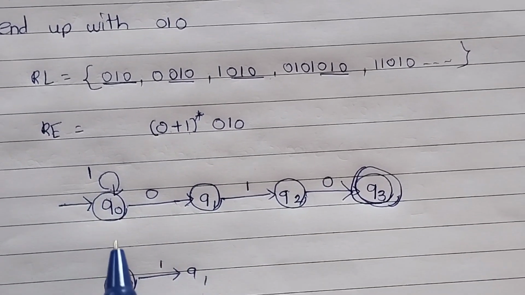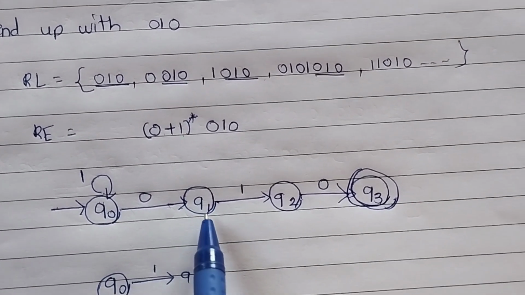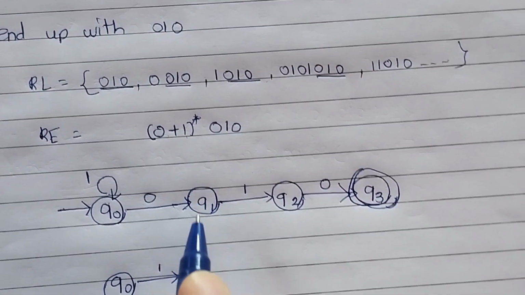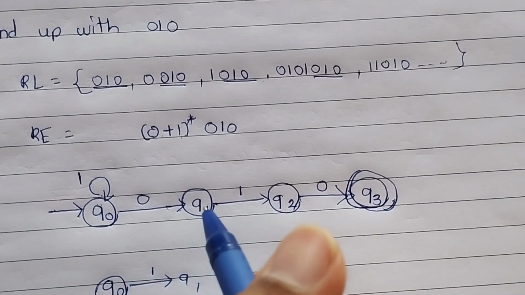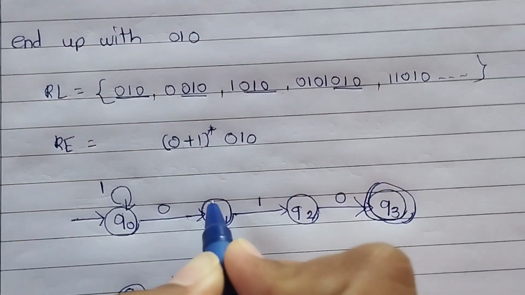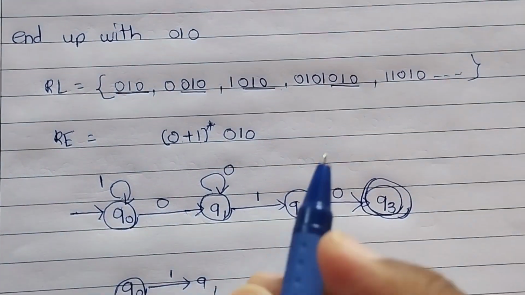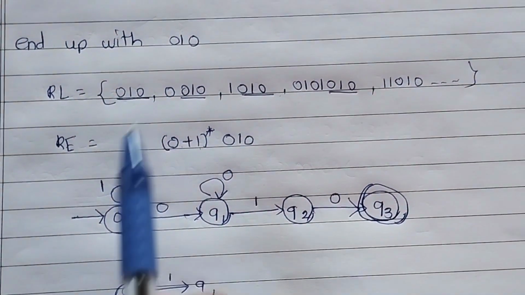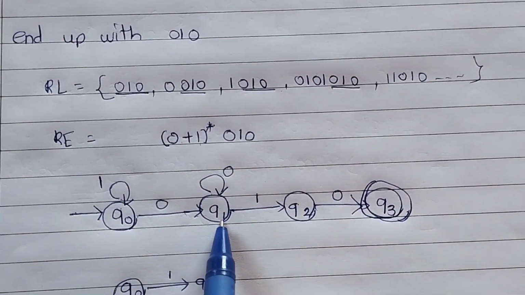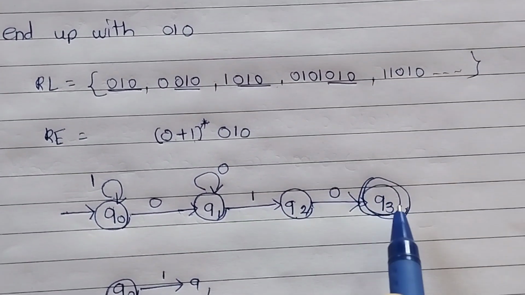So that's why we write 1 here. Then if 0 comes, it goes through to Q1. Then suppose again 1 comes, so 1 is transferred to Q2, and if 0 comes, it goes to Q0 itself. Let's see here: only 0 1 0 comes, then this 0 passes to Q1, then 1 is passed to Q2, and 0 is passed to Q3, and the string is accepted.